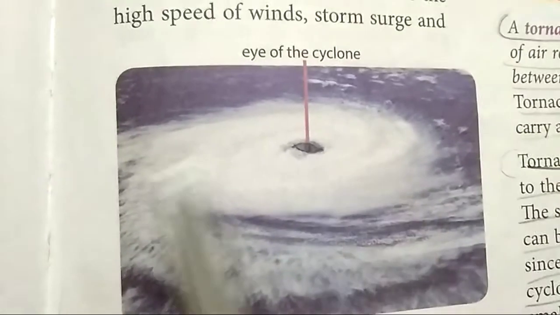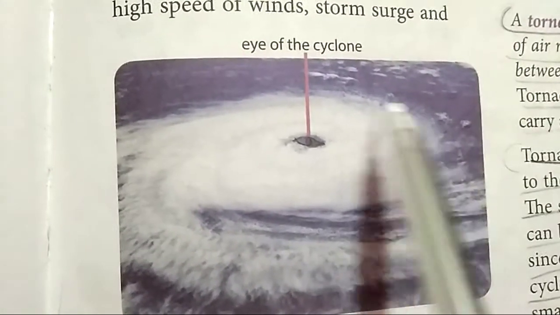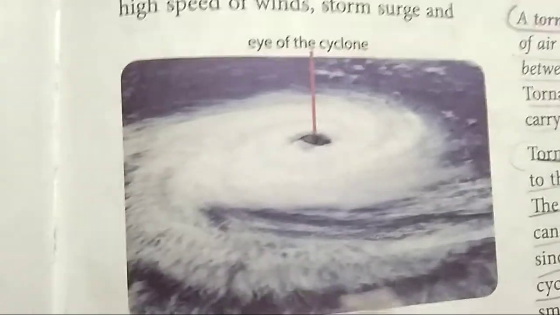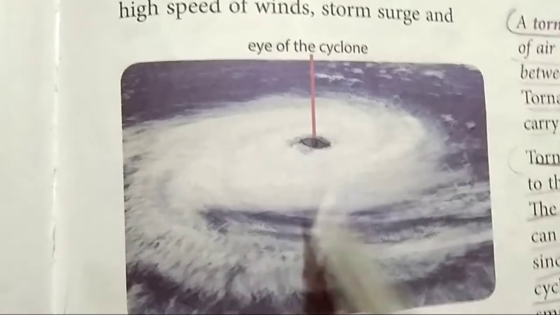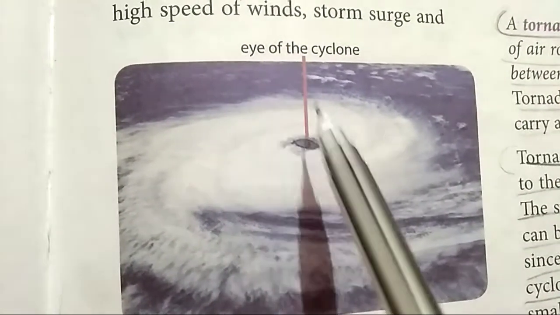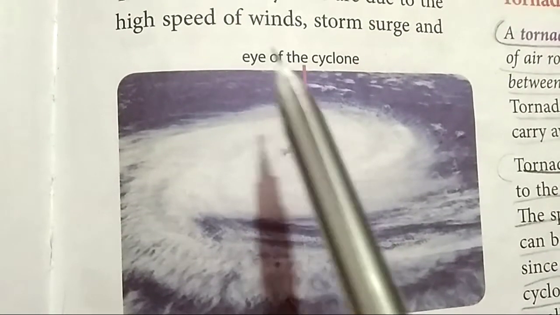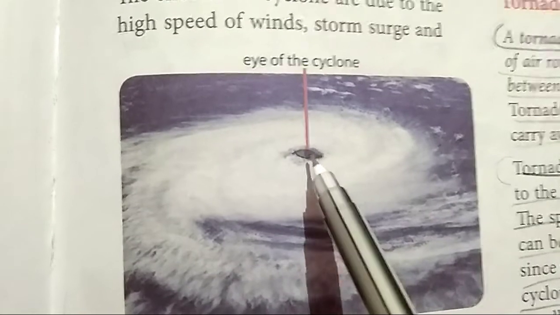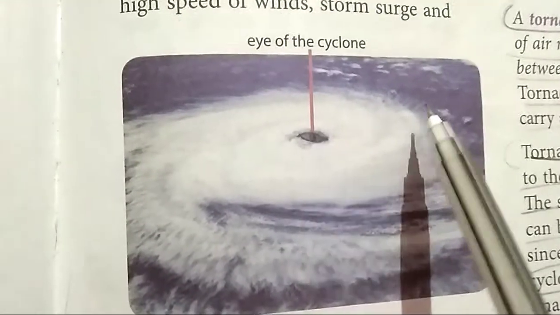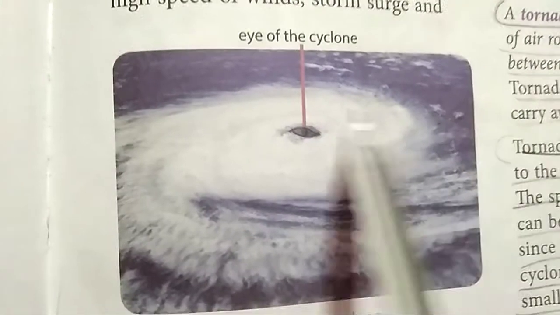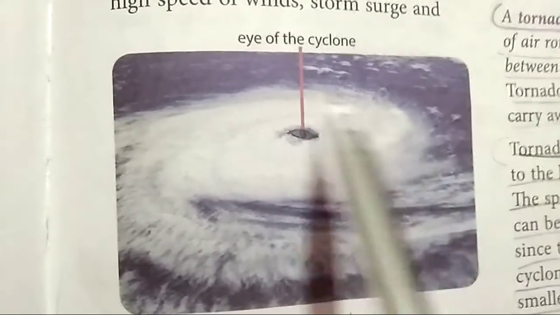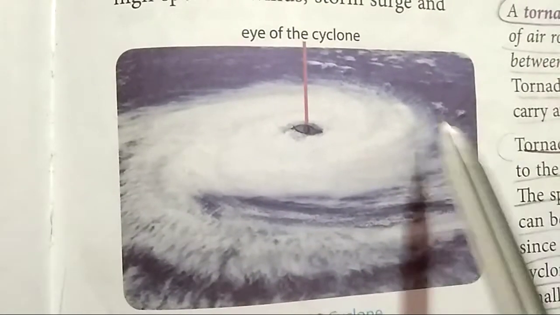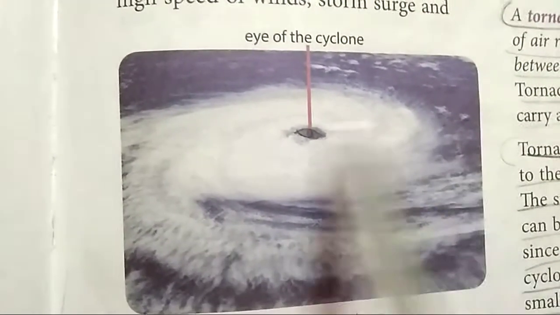So this cyclone can cover an area of about 200 to 300 kilometers. It can be wide up to 300 kilometers, and this central part that is called eye, it can be 10 to 30 kilometers wide. So you can imagine the size of the cyclone. Because of the size of the cyclone, it can cause high destruction on the coastal areas.